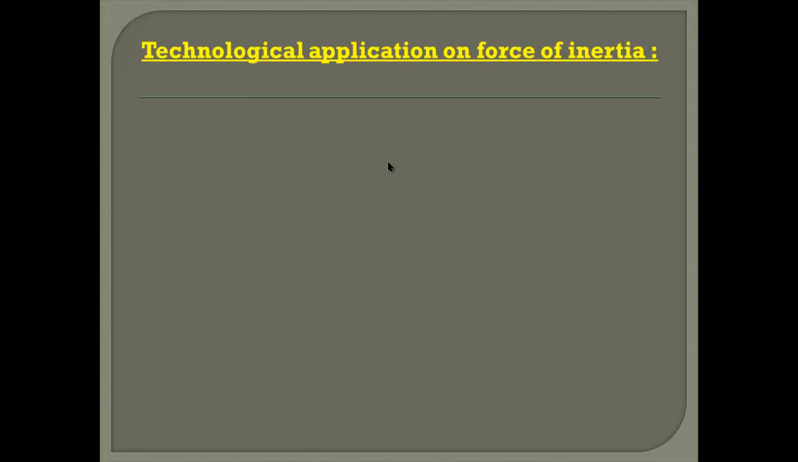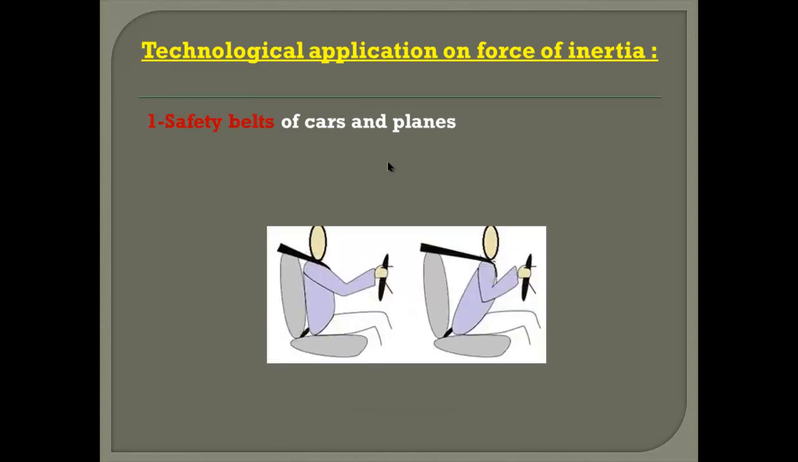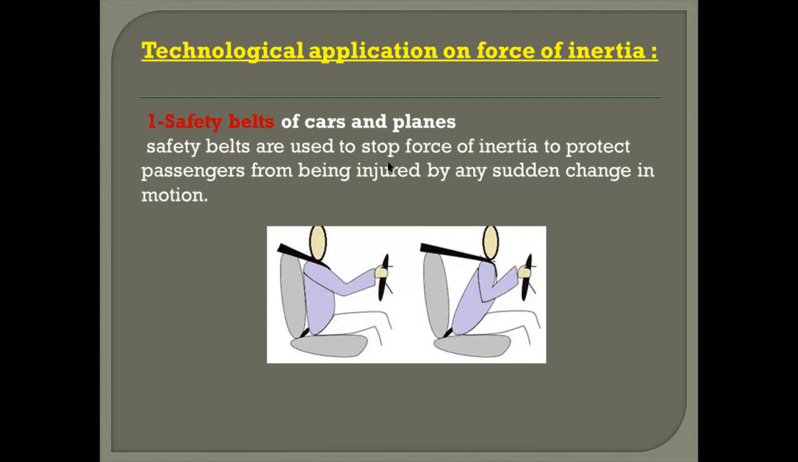Now we will talk about technological applications of the force of inertia. Safety belts of cars and planes. Safety belts are used to stop the force of inertia, to protect passengers from being injured by any sudden change in motion.